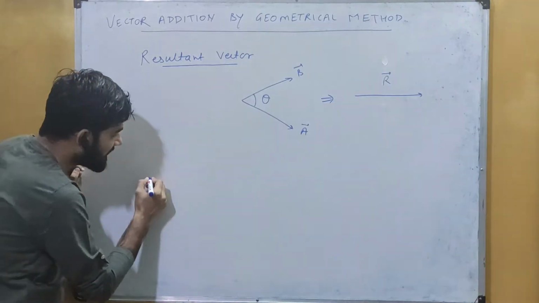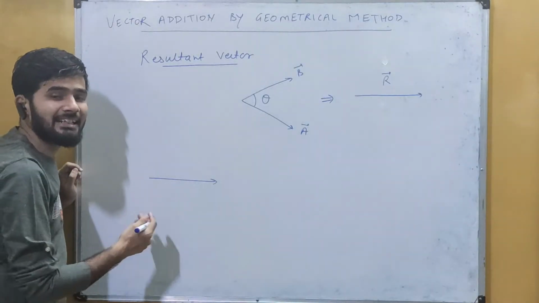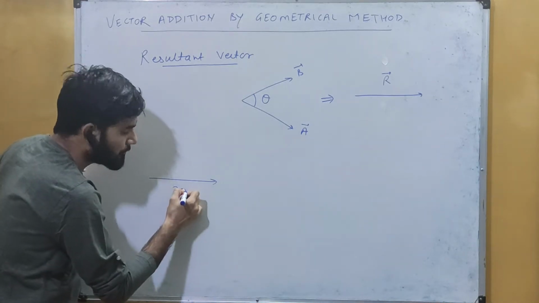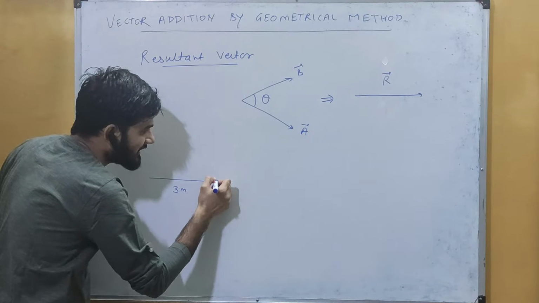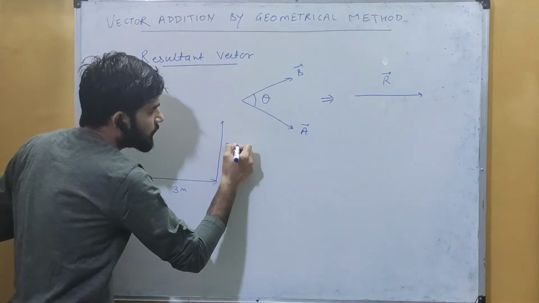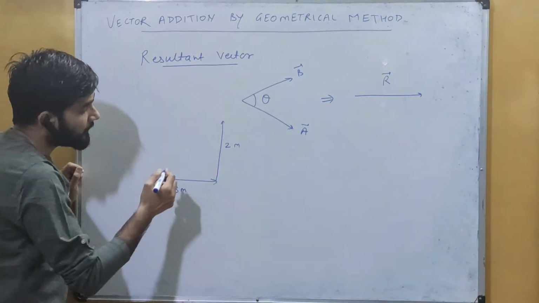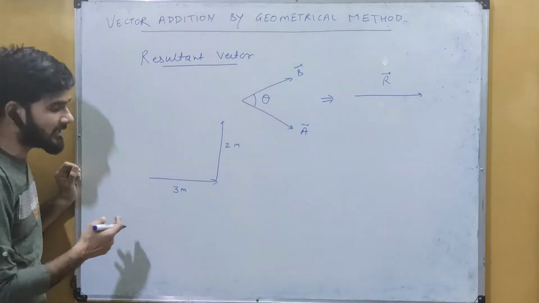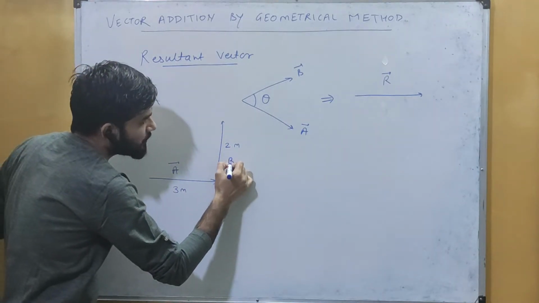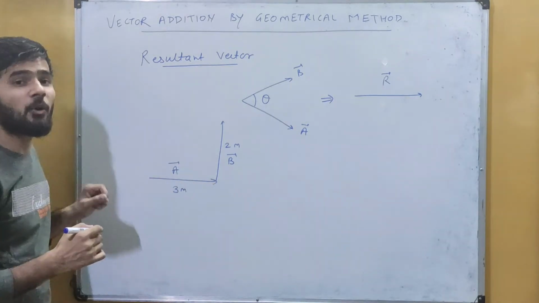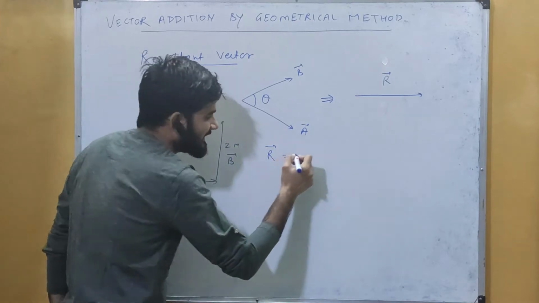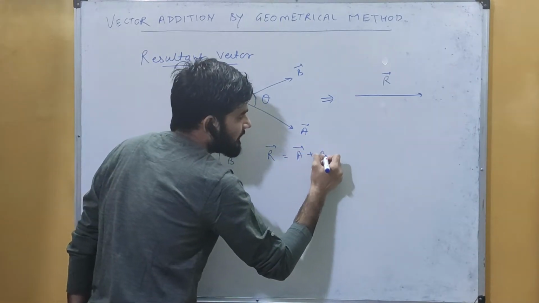Let us assume that we have a displacement acting along the east direction, and its value is 3 meter. Now we have another displacement acting along the north direction, that is 2 meter. Here we have to find the resultant of these two. हम इसको एक वेक्टर मान लेते हैं, that is vector A, and I am assuming this to be vector B. Whenever we are finding the resultant, we write this resultant R equals vector A plus vector B.